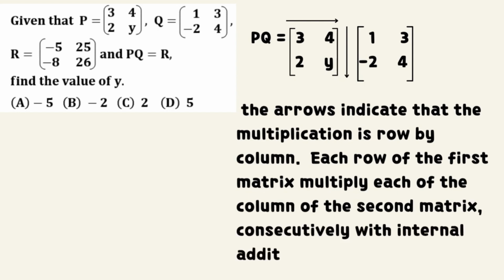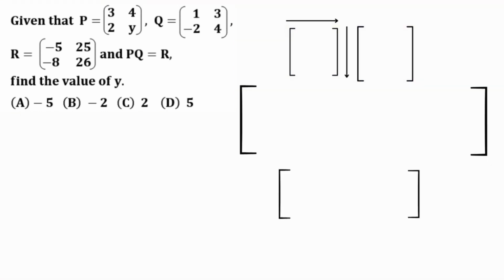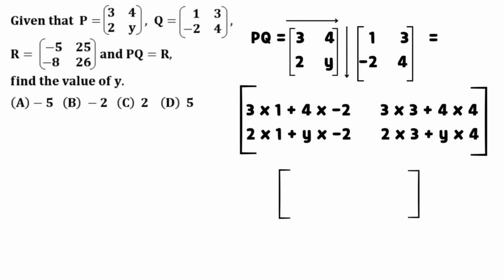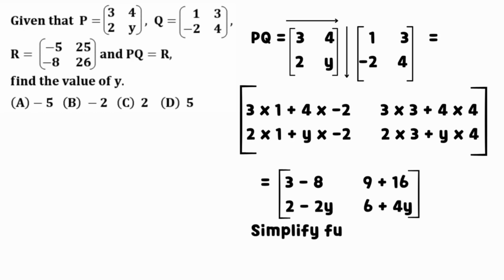Thus, let us perform the required multiplication. 3 multiplied by 1 added to 4 multiplied by -2. This is for the first element of the new matrix. For the second element of the first row, we have 3 multiplied by 3 added to 4 multiplied by 4. For the first element of the second row, we have 2 multiplied by 1 added to y multiplied by -2. And finally, for the second element of the second row, we have 2 multiplied by 3 added to y multiplied by 4.